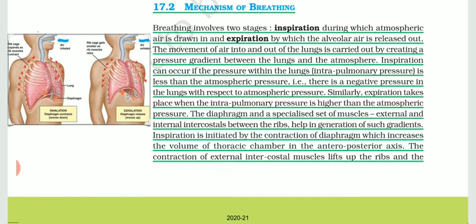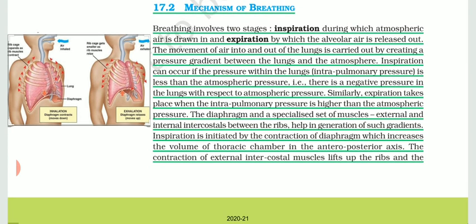Now let's talk about the mechanism of breathing. Simply, it is divided into two stages. Number one, inhalation means inflow of oxygen inside, and expiration means the air will go outside. It is created by a pressure gradient produced between the lungs and the atmosphere. We all know that the amount of air present in the atmosphere is more as compared to our body. But diffusion cannot take place simply, right? Because our body cells are not in direct contact with the atmosphere. That's why we require a respiratory organ called the lungs.